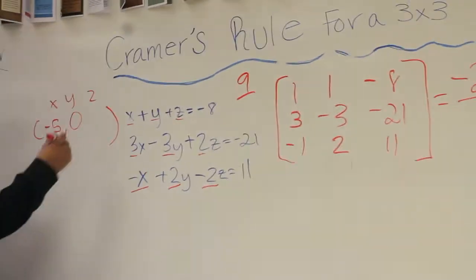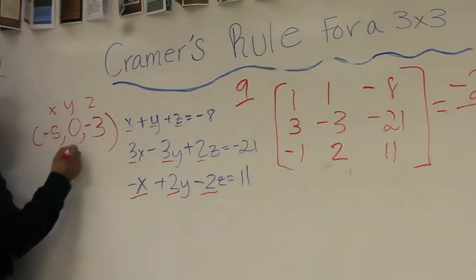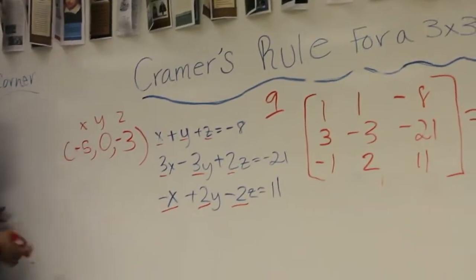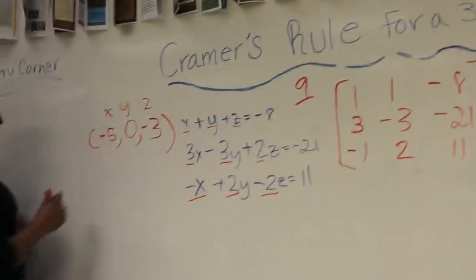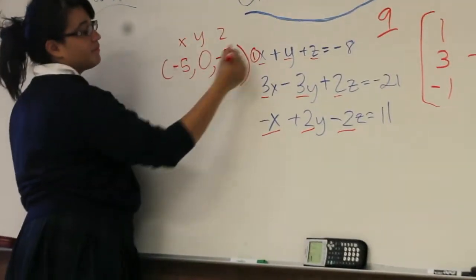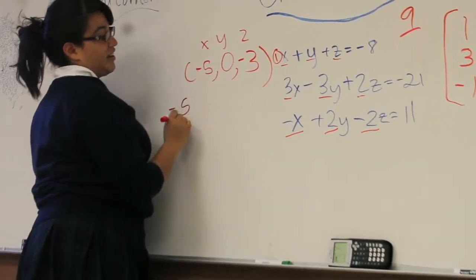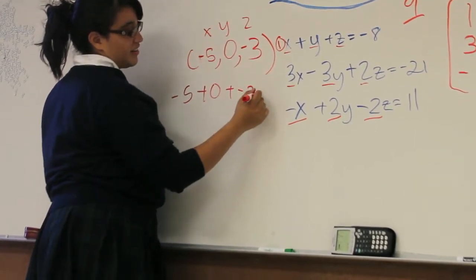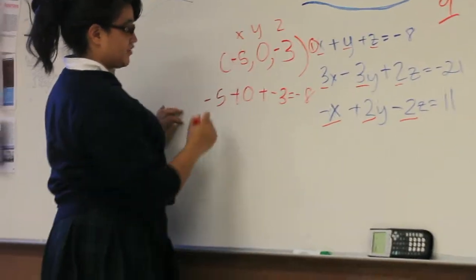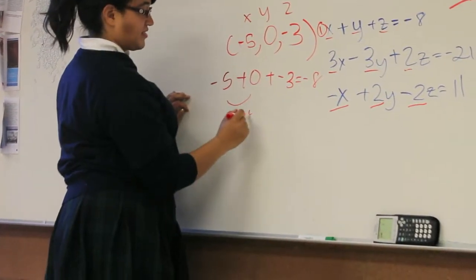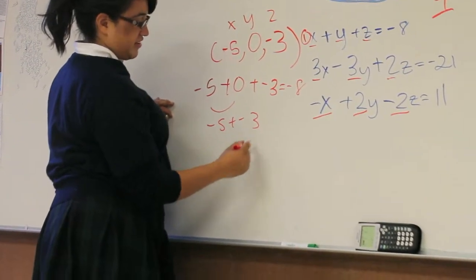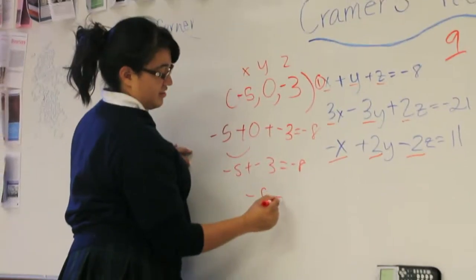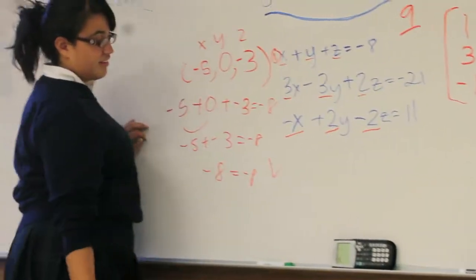Over here, now we put it into our original problem, and our answer is -5, 0, and -3. You can go ahead and plug it in. So we'll use our first problem, which is -5 plus 0 plus -3 equals -8. We'll make sure to check that's right. -5 plus -3 equals -8. Plug it in, and you are good.